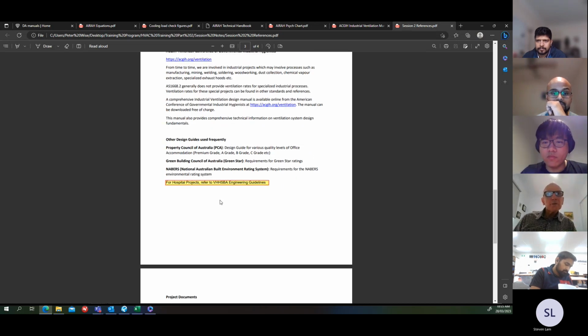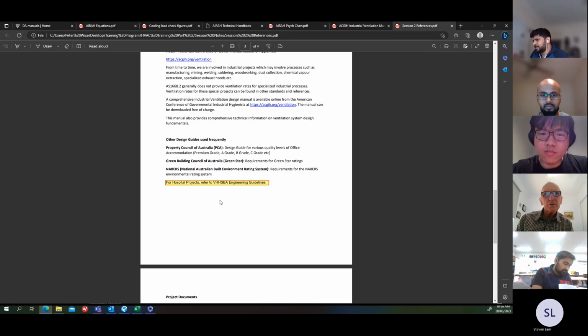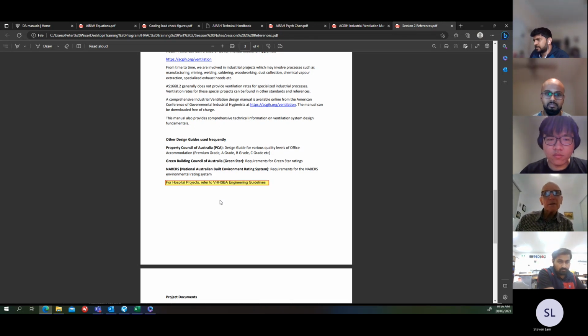So a few other things that you'll come across: the Property Council of Australia guides. If you're working on office buildings, they have classifications for various quality levels of office accommodation. For instance, premium grade, A grade, B grade, C grade. And as you go down from premium grade, obviously the requirements are less onerous, if you like. Premium grade is the best. And you're really talking about Green Star level accommodation there. The Green Building Council of Australia give the requirements for Green Star ratings.